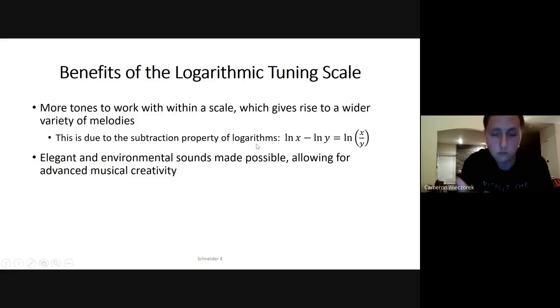Okay? More tones. Thumbs up. The other thing is, people have said that this musical tuning system leads to more elegant and environmental sounds, kind of more esoteric sounding music. So again, it allows you to have some more advanced musical creativity. So just a couple alternative tuning systems.